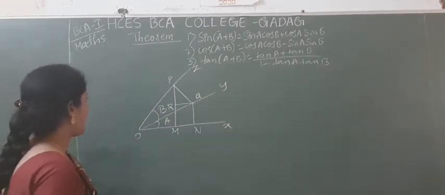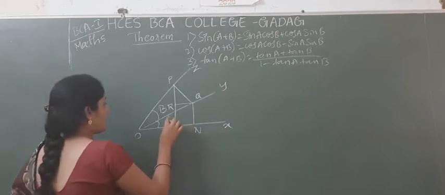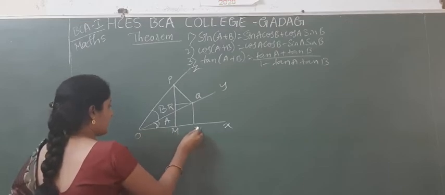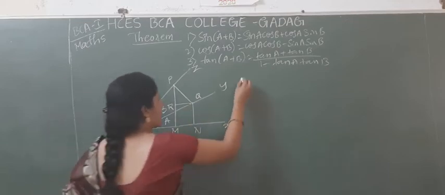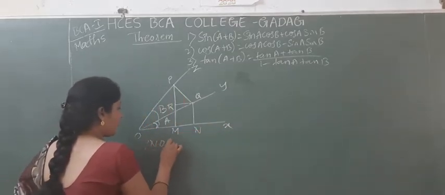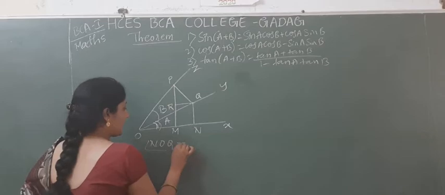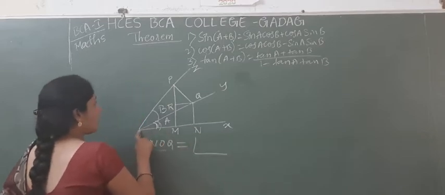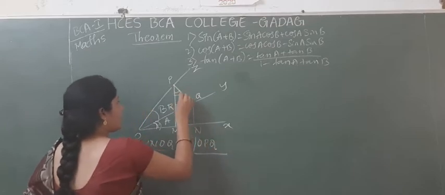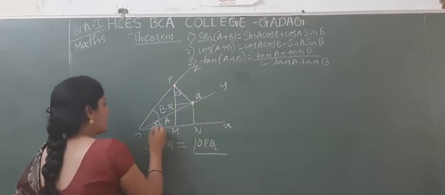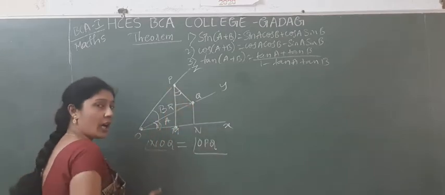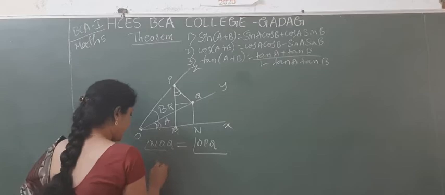Now see, by the property we can say that this angle, angle NOQ, is equal to angle OPQ. These two angles are equal because O, M, P, Q are concyclic.